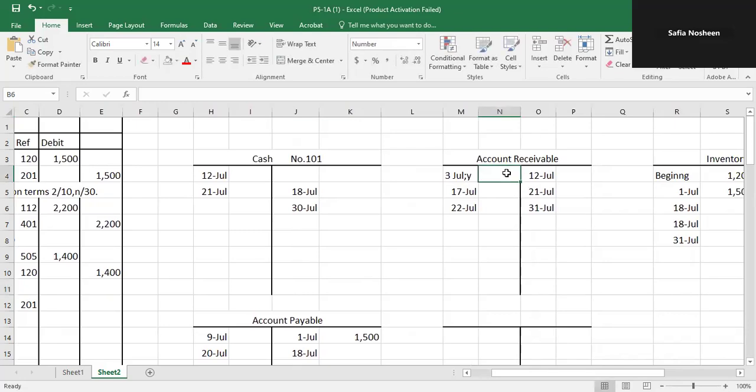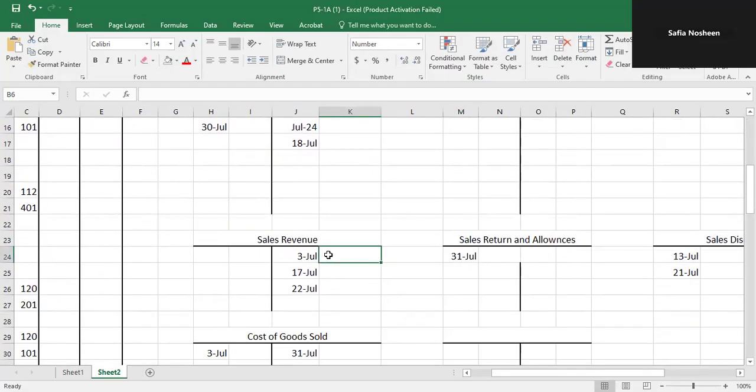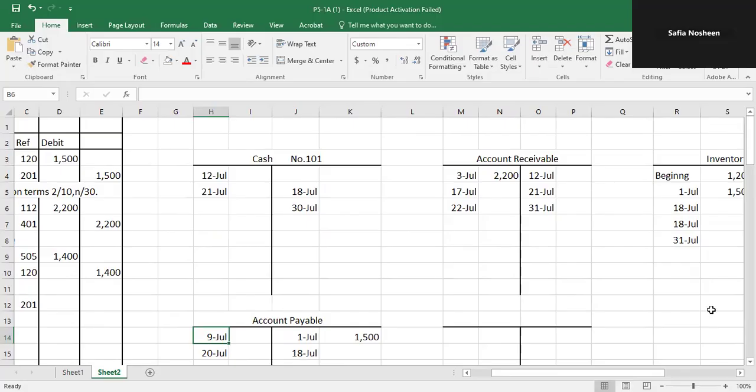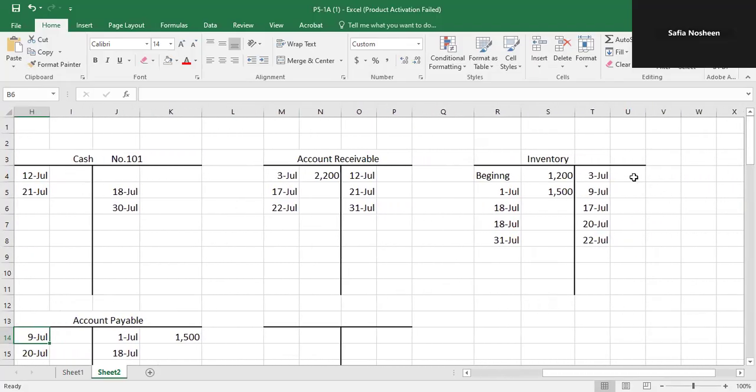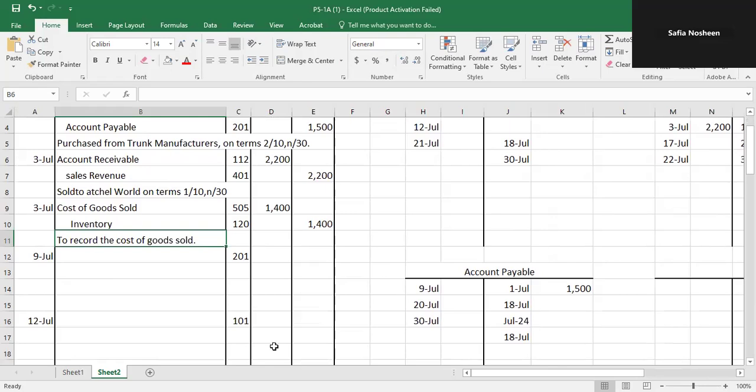So now we will post it. Accounts receivable on 3rd of July, 2200. And sales revenue is 2200, and cost of goods sold 1400. And inventory is going to decrease, so 1400 is recorded on the credit side. So this transaction is also completed and posted.